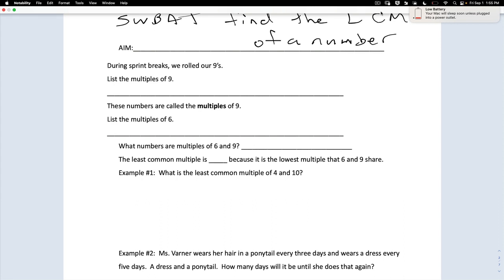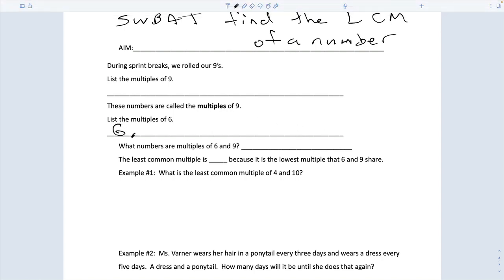So skip the multiples of 9 for right now, and we're going to just list multiples. During our sprint break, we listed all the multiples of 6, or not all of them, but the first 10. And you know that they are 6 and 12 and 18. And then Mr. McAtee forgot, but it was supposed to be 24. Then 30. Then 36. Then 42. Then 48. Then 54. Then 60. So that was skip counting.